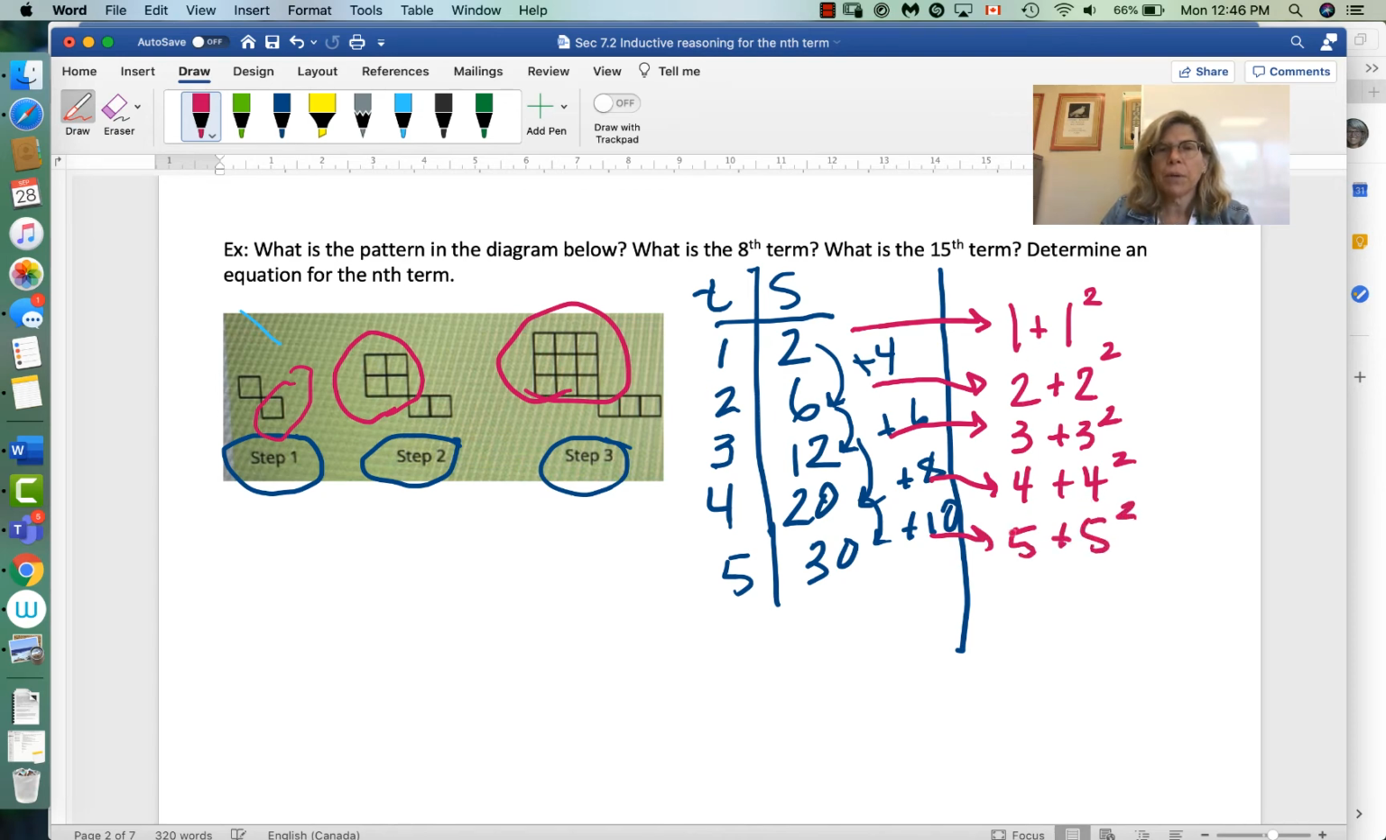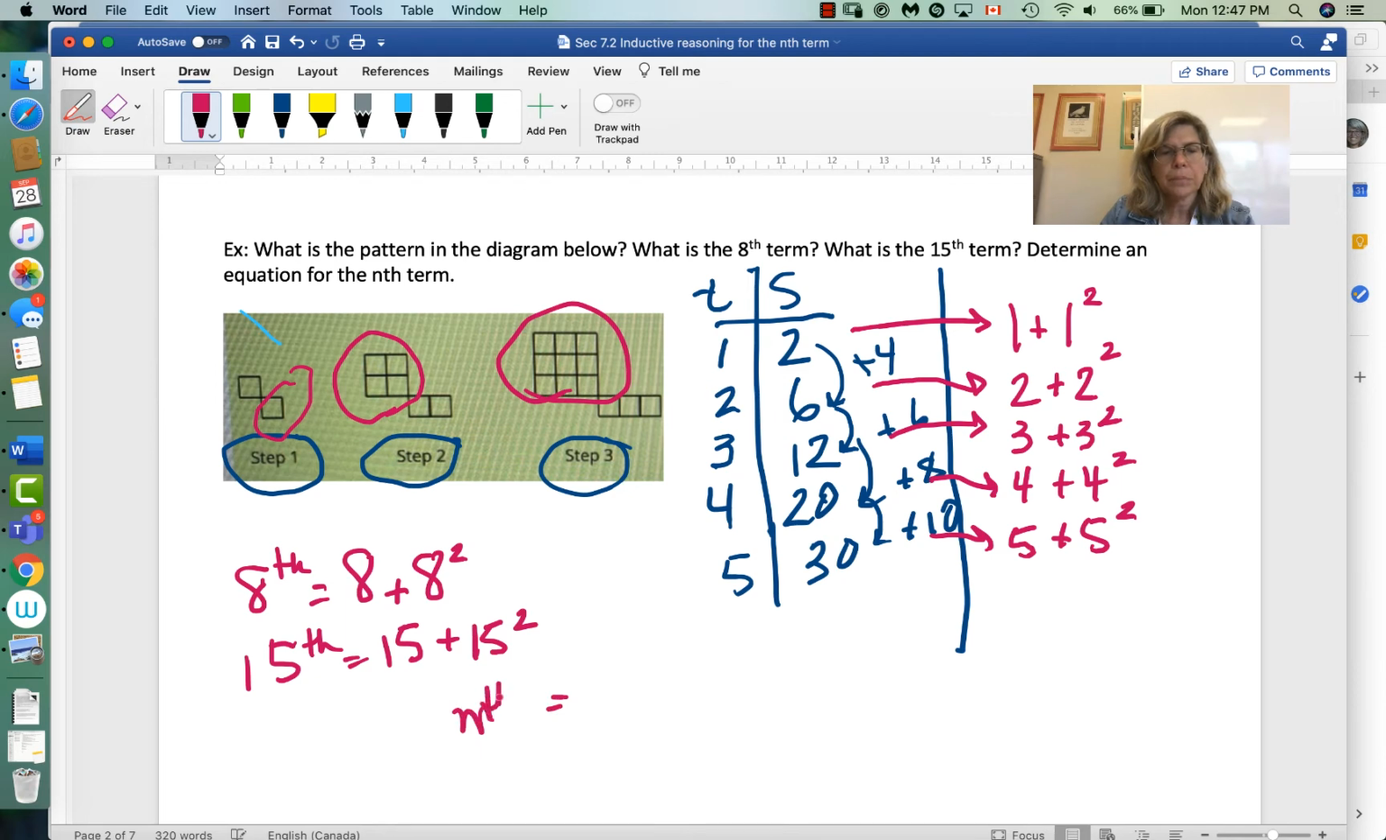So then if you wanted to write a formula, okay, so what now would be the 8th term? So the 8th term equals, well, if it's the same, 8 plus 8 squared. And the 15th term would be 15 plus 15 squared. Because see, there's always these outliers, plus the number squared, n squared. So this is equal to the nth term equals n plus n squared. Or that's also n times n plus 1.